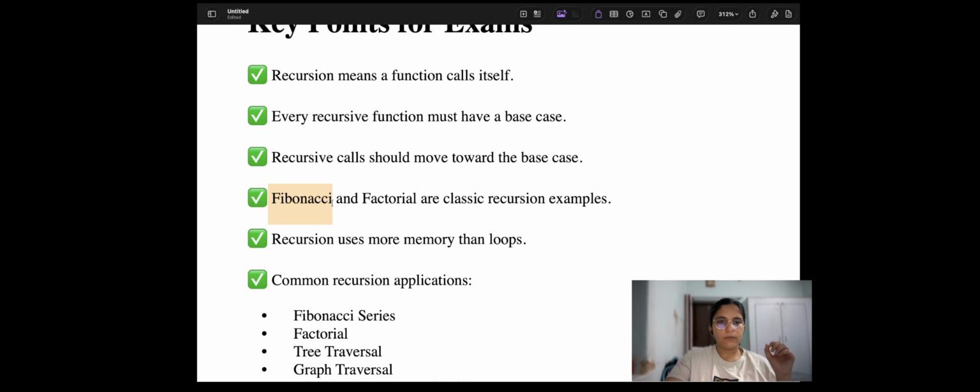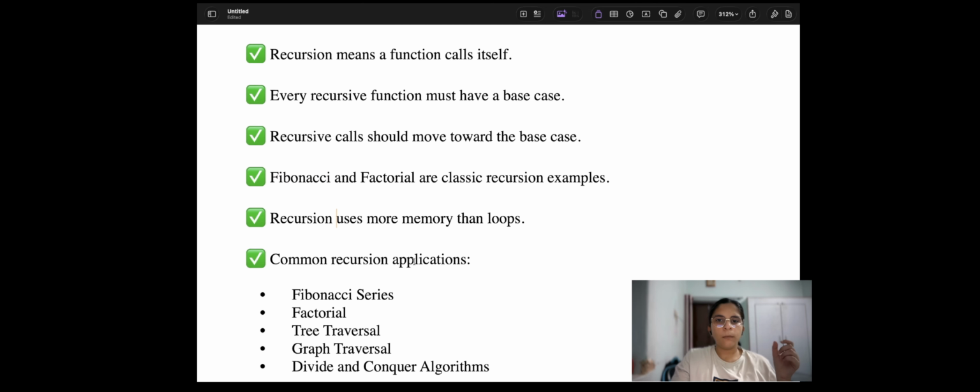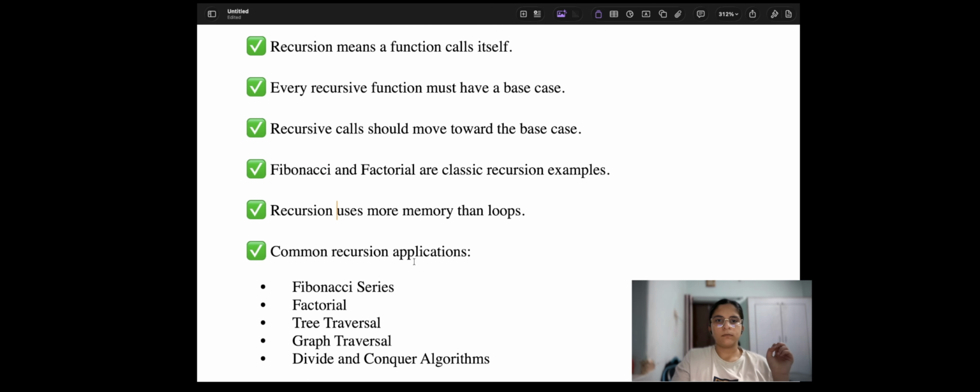I have given you the example of this Fibonacci series, and I have explained it very properly as per my opinion, as per my book of knowledge. I have done too much to make you sure that this is all about this series. Then, recursion uses more memory than loops.